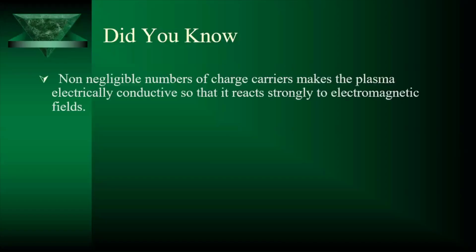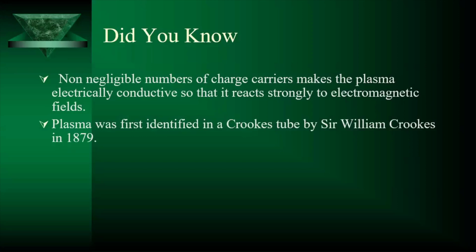So what is a plasma? A non-negligible number of charge carriers makes the plasma. It is a conducting gas and it reacts strongly to electromagnetic fields, right? Why and how, we'll see later on after three or four slides. Plasma was first given by Sir William Crookes in 1879 at a high temperature. All the stars, you must have studied, consist of plasma.